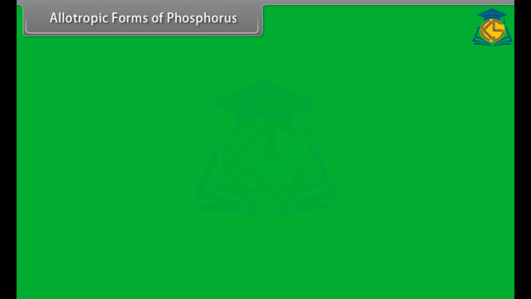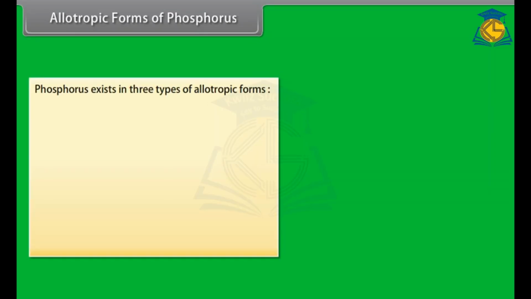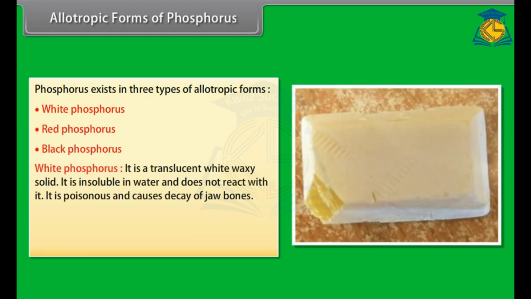Allotropic forms of phosphorus. Phosphorus exists in three types of allotropic forms: white phosphorus, red phosphorus, and black phosphorus. White phosphorus. It is a translucent white waxy solid. It is insoluble in water and does not react with it. It is poisonous and causes decay of jaw bones.